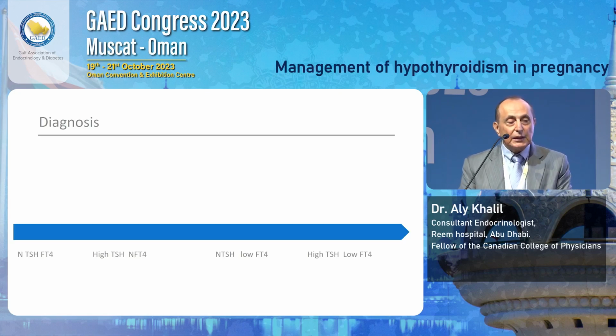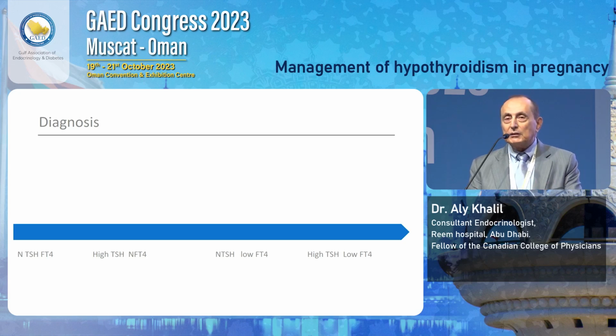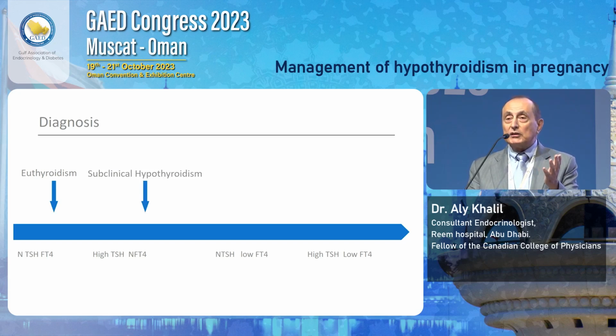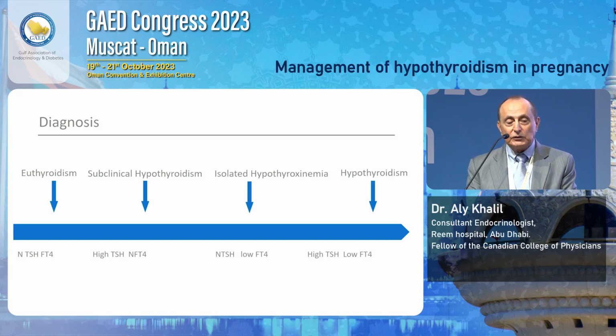different cohort studies. Now, how do we define hypothyroidism, a normal status, and different stages of thyroid dysfunction? Euthyroid is when you have normal TSH for the upper range for your pregnancy, and normal free T4. Subclinical hypothyroidism: TSH is high, but free T4 is normal. Isolated hypothyroxinemia: when your TSH is normal, but your free T4 is low. And overt hypothyroidism: when TSH is high and free T4 is low.